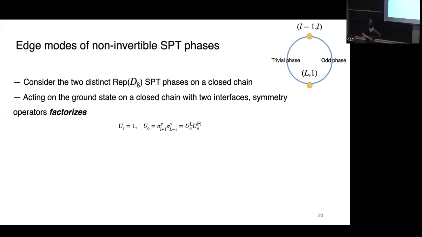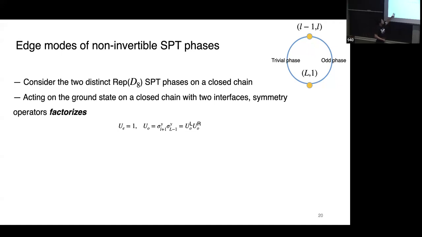So for example, we want to distinguish this different Rep(D8) SPT. We just put it on the closed chain. On the left side is a trivial phase, on the right side is an odd phase. We want to see that at the boundaries, we will have some projective representations. So the story goes similar.